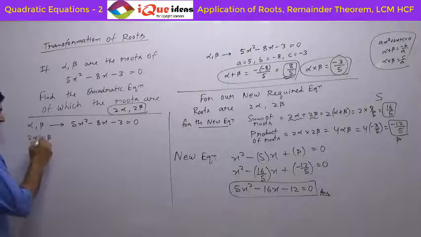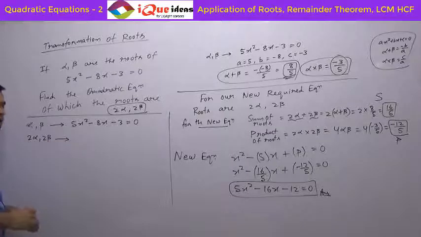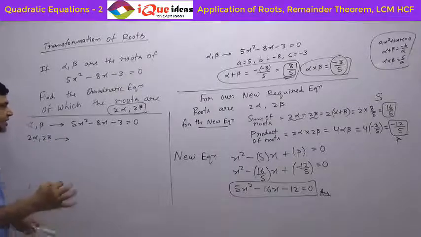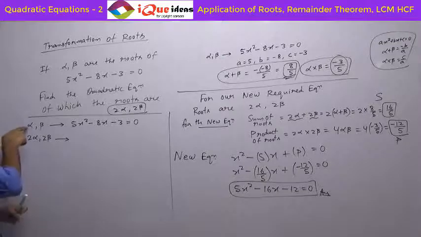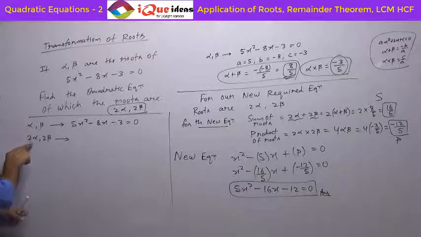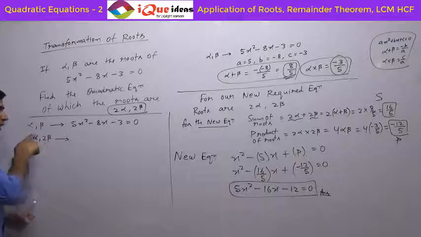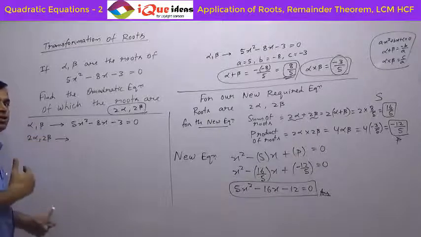Okay. Now what are the steps that we need to do? See, first of all, just check what is the change in the root that has happened. What is the transformation in the root that has happened? Here it is just multiplied by 2. So alpha becomes 2 alpha. In place of beta, we get 2 beta. So basically the roots are being multiplied by 2.